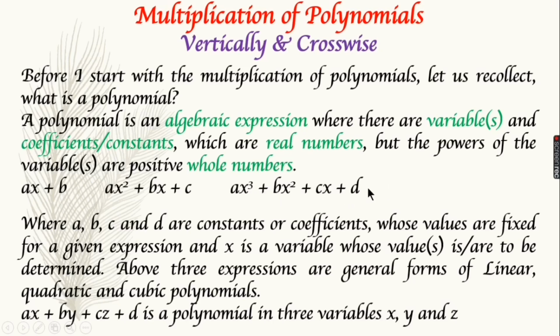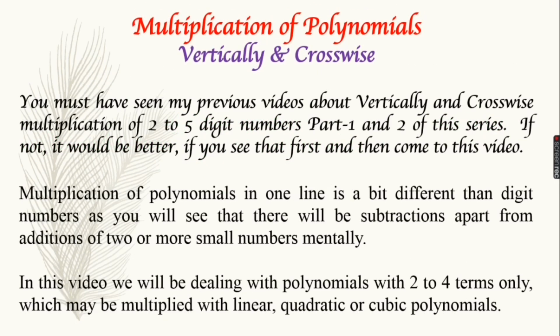So we are going to discuss today how we vertically multiply these polynomials in one variable or more than one variable, as you will see later, x, y, z. So these are the 3 polynomials that we'll be dealing with in the coming slides. The vertically and crosswise method we have already discussed in the previous 2 YouTube videos, on multiplication of 2 to 3 digit numbers and 4 and 5 digit numbers. If you have not seen those, part 1 and part 2 of this series, please go through them, and then it will be very easy for you to understand the multiplication of polynomials.